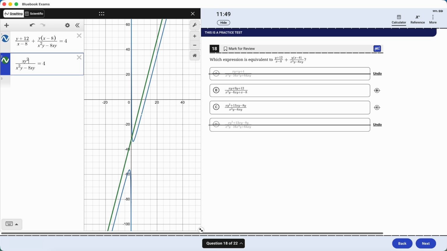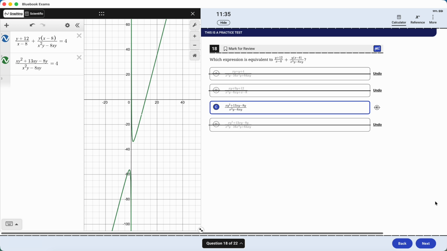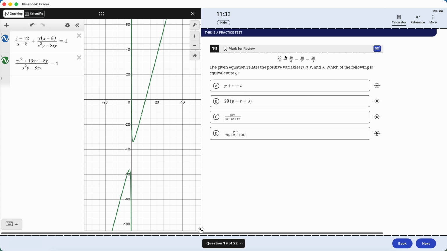So xy squared plus 13xy minus 8y, let's see. There it is. You see they're exactly the same. If I turn off this green graph, there's the blue one underneath it, right? So yeah, unfortunately I had to try all of them to realize it was C, but still going to be a lot better than doing it with algebra.